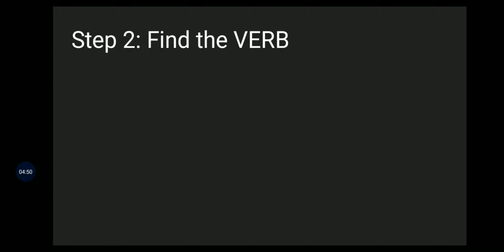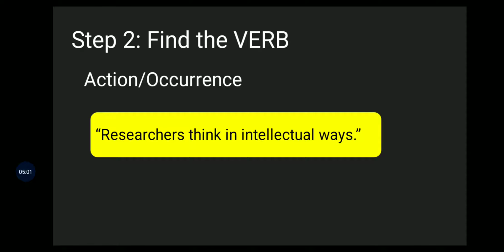Next is identifying the verb. So verb is nothing but the action word, or it is associated with the action or occurrence. So we'll look at an example. Researchers think in intellectual ways. So again, researchers is nothing but the subject who is involved in an action, and the action here is think. So researchers think. So the subject thinks. So subject followed by the verb. So in this case, the verb is the word think.